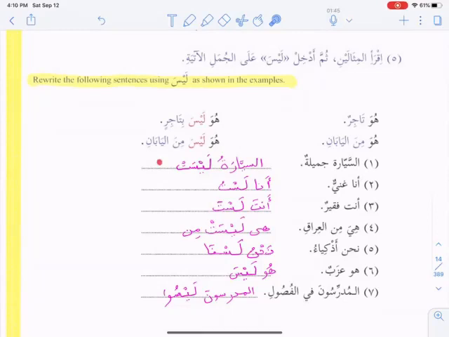Remember, B has to come. I'm writing one more time. Jamilatin. Jamilatun, jamilatin. Ana ghaniyun. I am rich. No, but I'm not rich. Ana lastu bi ganiyun. You will write down yourself. Anta fakirun. You are poor. What will you say? Anta lasta bi fakirin. Here min al Iraq.